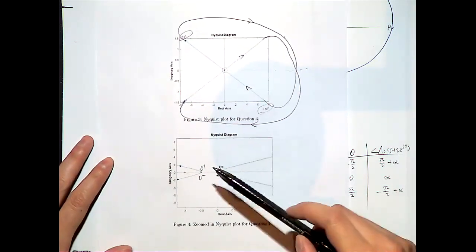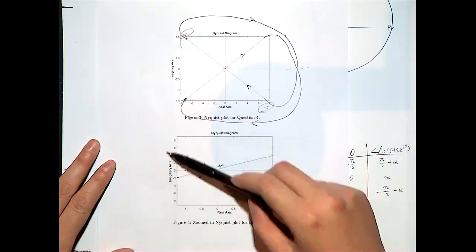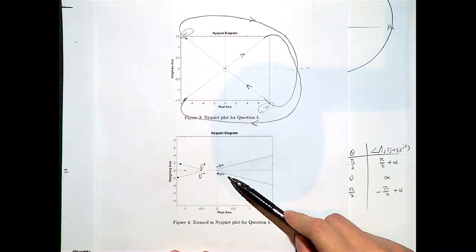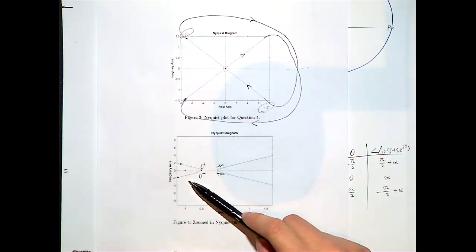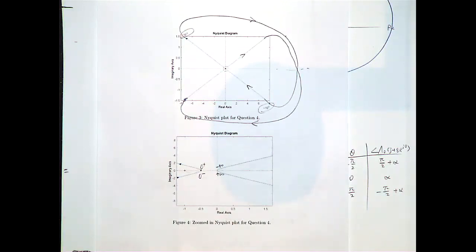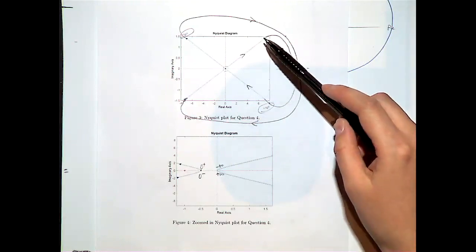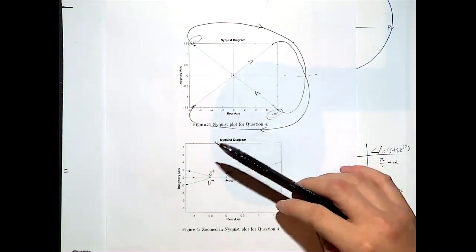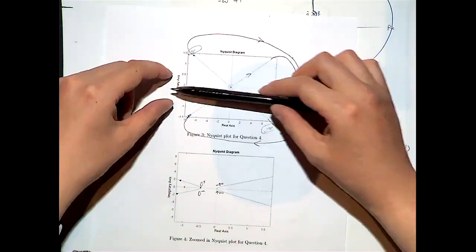Because you need to travel from 0 minus to 0 plus, from 0 plus to positive infinity, from positive infinity to negative infinity, from negative infinity to 0 minus, right? Yeah, why can't you go from top right to top left to bottom left? So it's the other way around. That way? Yeah. You know your Nyquist plot is always symmetric with respect to your real axis.